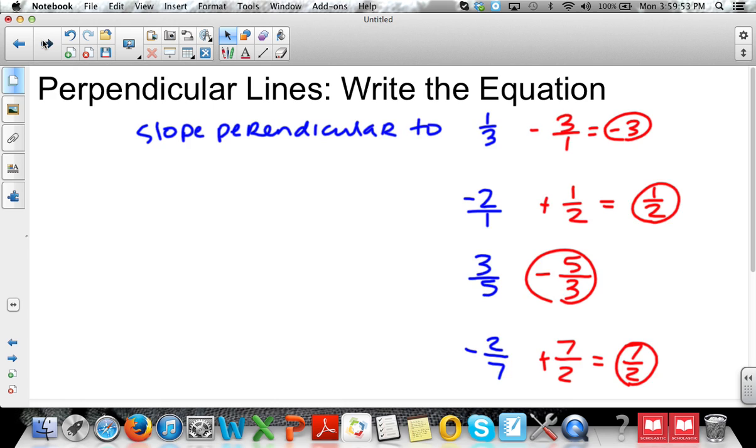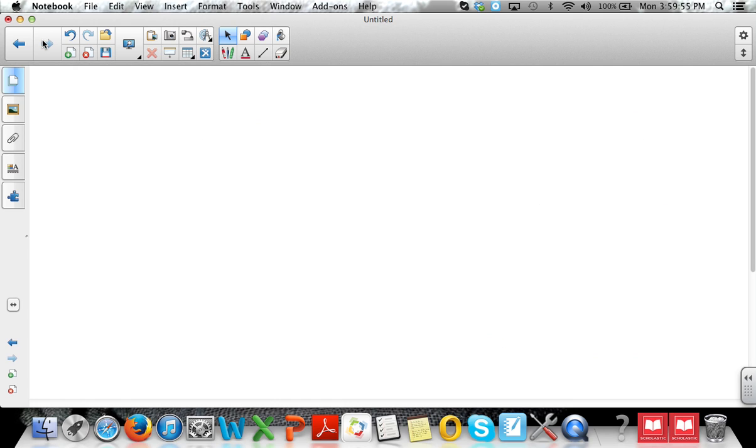And then, if you watch the parallel video, it goes over how to find the equation of a line that goes through a particular point. It's the same process, just finding the slope is a little bit different. You have to do the negative reciprocal, because for parallel lines it matched, and in perpendicular lines it's the negative reciprocal. But the rest of that process is exactly the same. So watch the parallel video for that.